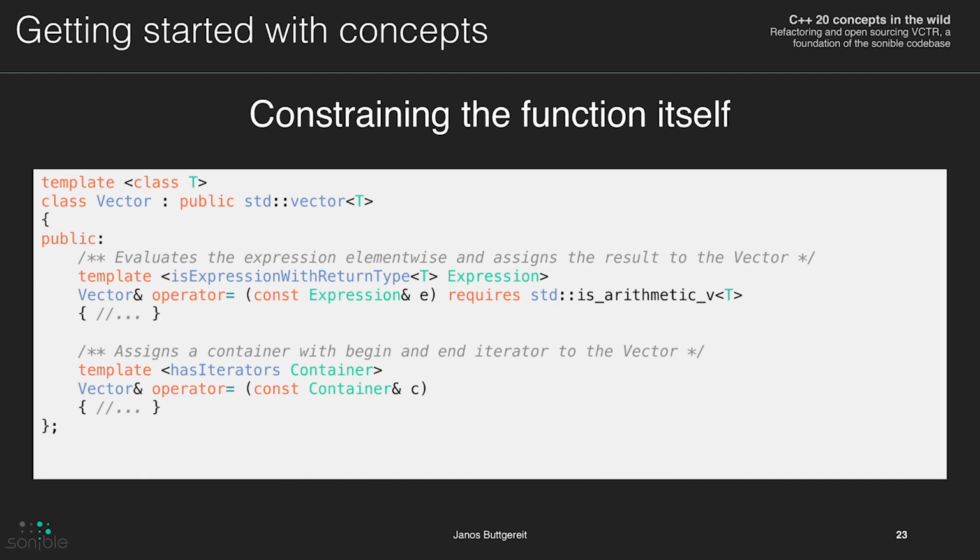This is the second way to constrain something with concept. And there's one more thing that's special here. We see I'm using std is arithmetic v, which is basically a bool constant from the type traits library. It's not a concept.